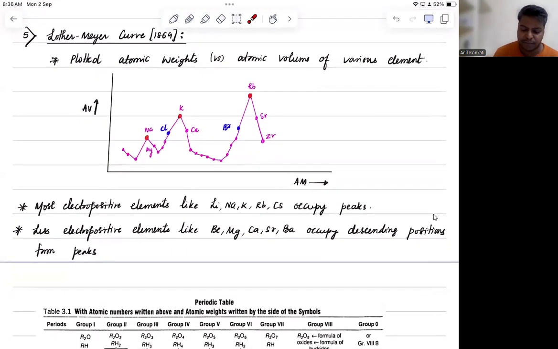The Lothar Meyer curve is about plotting atomic weights versus atomic volumes and analysing the graph. Atomic volume versus atomic mass gave us an idea that group 1 elements always stay on the peaks. Descending from there, you get group 2. Ascending towards the peaks, we get group 17, which is halogens. So fluorine, chlorine, bromine are at the ascending levels, and group 2 are at the descending levels.